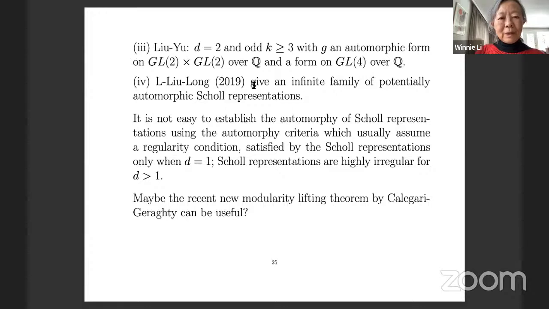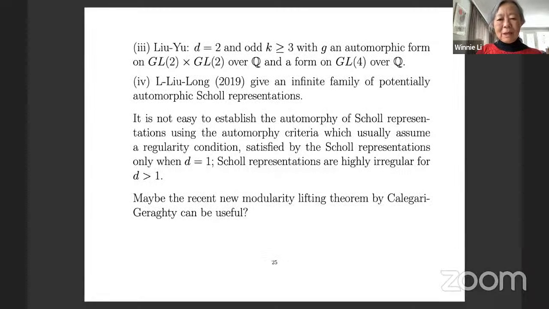And Ambrus Pál and Jeng-Daw Yu showed that when d is equal to 2 and the weight is odd, at least 3, then it is automorphic and corresponds to GL2 cross GL2. Also, in a recent paper with Tony and Lin Long, we give an infinite family of potentially automorphic Scholl representations.